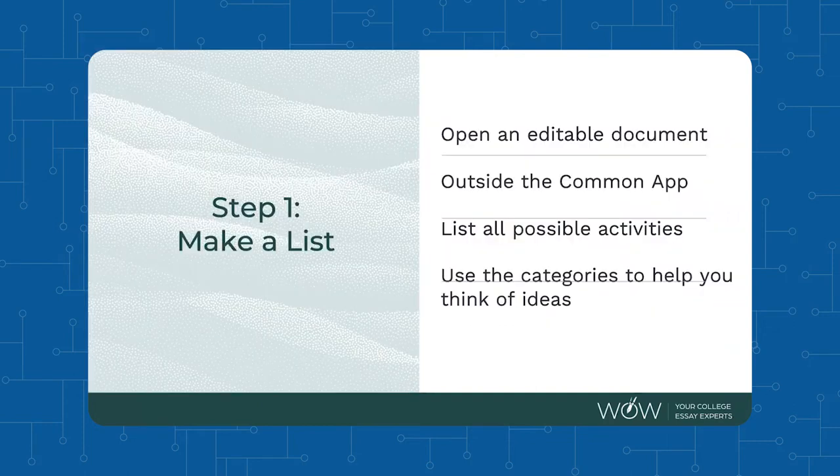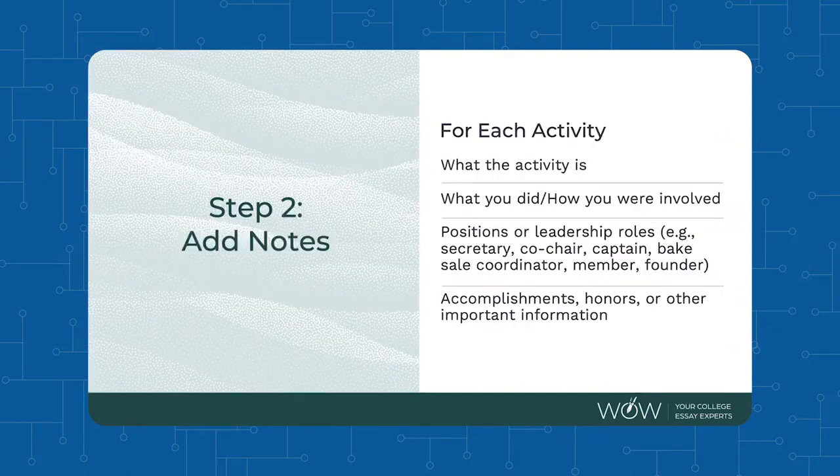Make a list. And for each one, you're going to write what it is, what you did. These are just notes. You don't have to write anything fancy. Any positions or leadership. Did you have a role on a board? Did you lead an activity? Anything at all. Were you just a member? That's fine too. Is it something you started? Is it something you participated in?